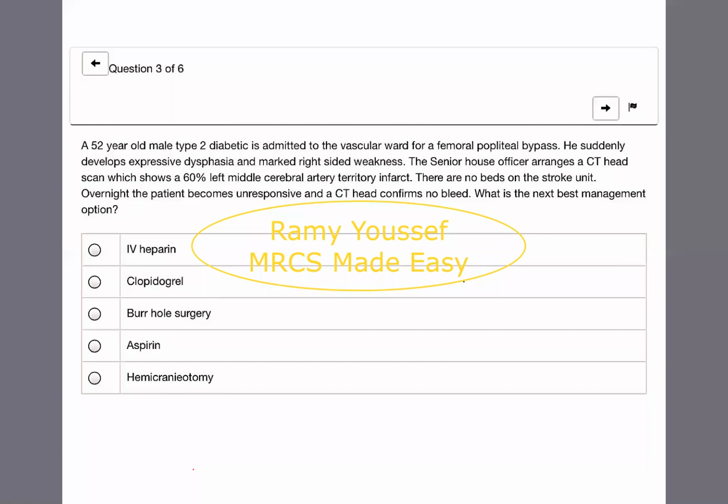Dr. Gada, Dr. Mumtaz, what do you think? Dr. Zafer? I think it is an increased intracranial pressure here. Either burr hole or hemicraniotomy. You go for a brain edema, so you are going to burr hole or hemicraniotomy. And some go for IV heparin.